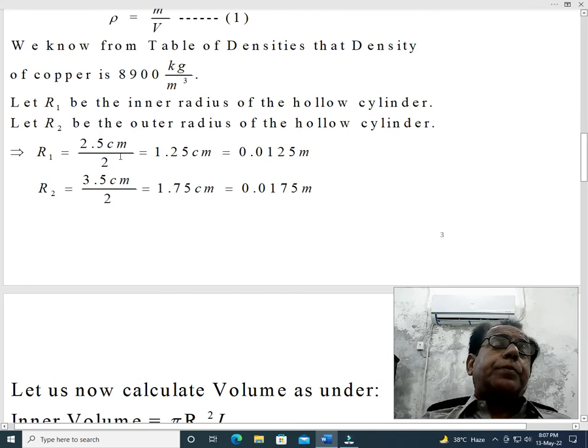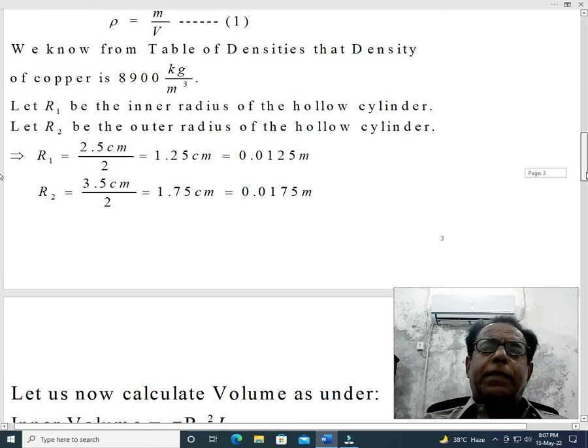Moreover, centimeter will be converted into meter. So in short, R1 becomes equal to 0.0125 meter and R2 becomes equal to 0.0175 meter. Okay, so to this extent I think there should be no confusion. Okay, everything is clear.